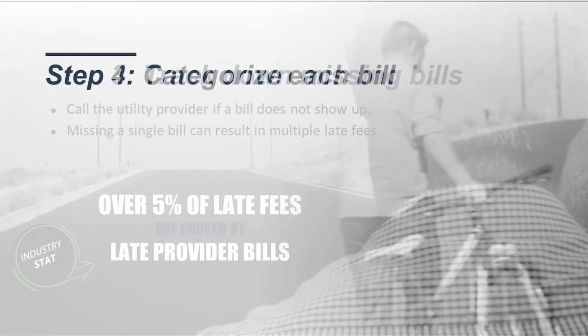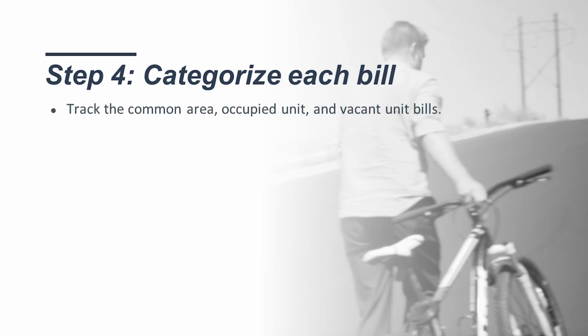Step 4, categorize each bill. There's 3 things to keep in mind when thinking about categorizing a bill. Those are common area charges, charges associated to an occupied unit, and charges associated to a vacant unit.